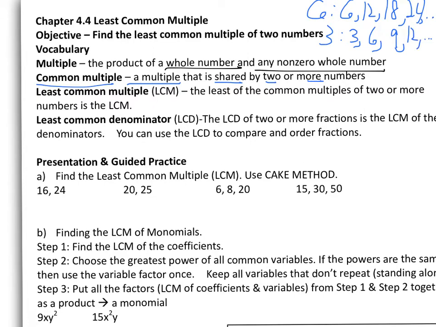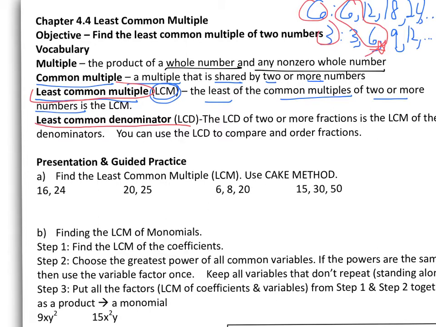And let's look at least common multiple, which is the LCM for short, and it is the least of the common multiples of 2 or more numbers. So 6 will be considered the least common multiple between 6 and 3. I will come back to least common denominator later.